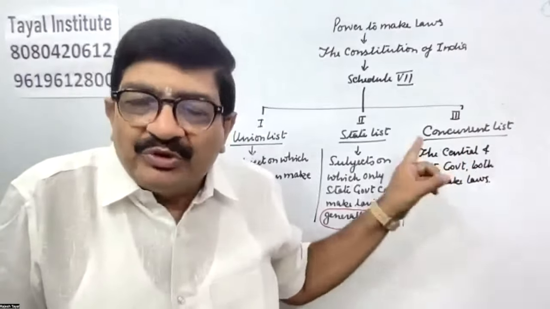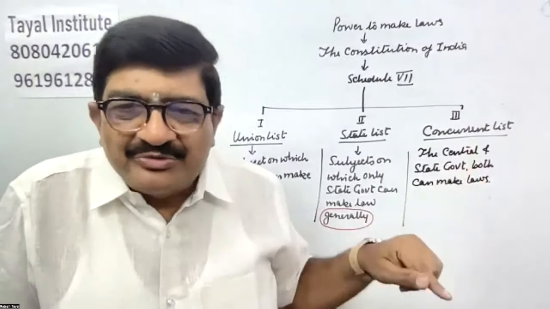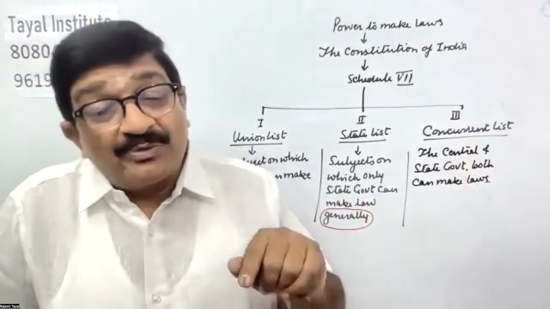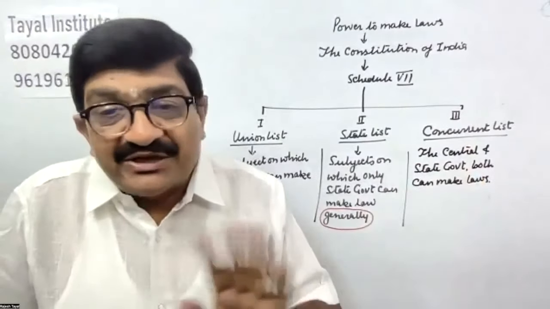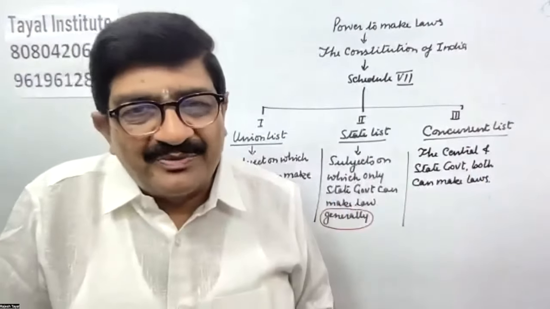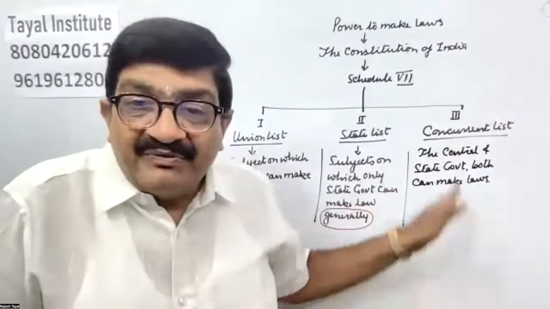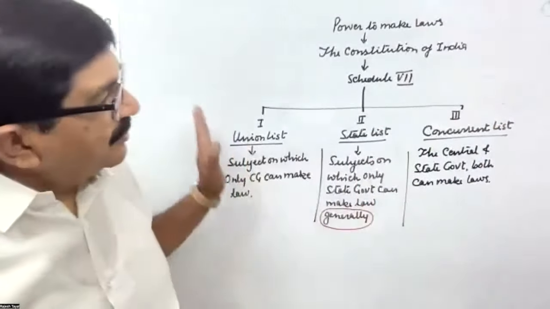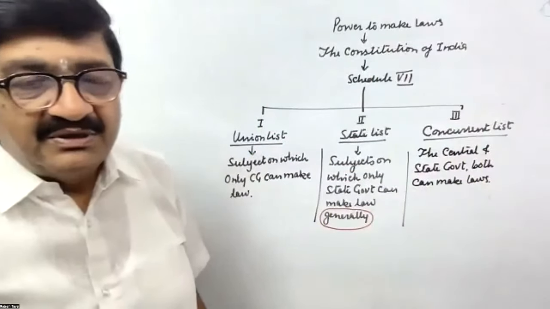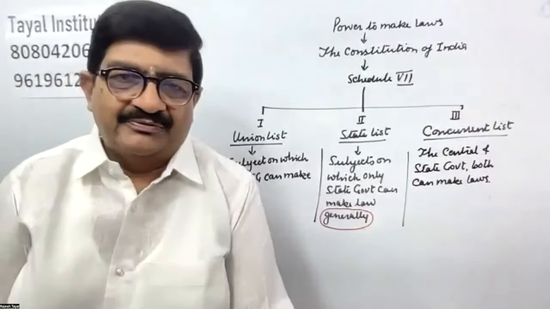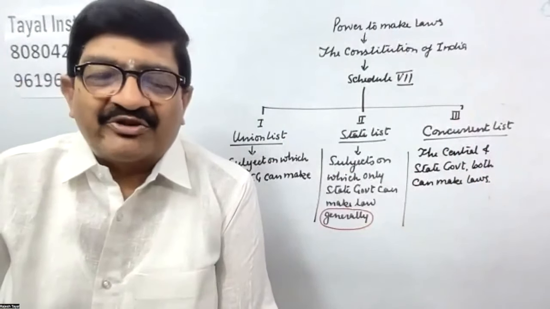In this, both have the right to make the law. State government can also make, central government can also make. And if the central government has made the law, then the state cannot make the law without the permission of central government. There are a number of terms and conditions which are prevailing with this. So why I have given all this is the charging of tax on import and export.